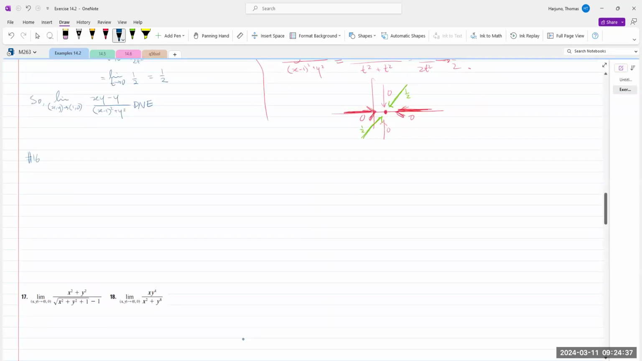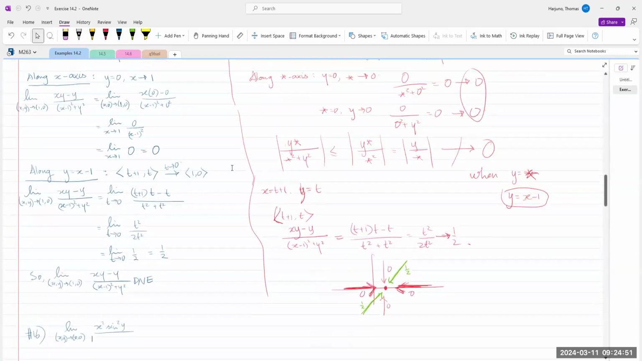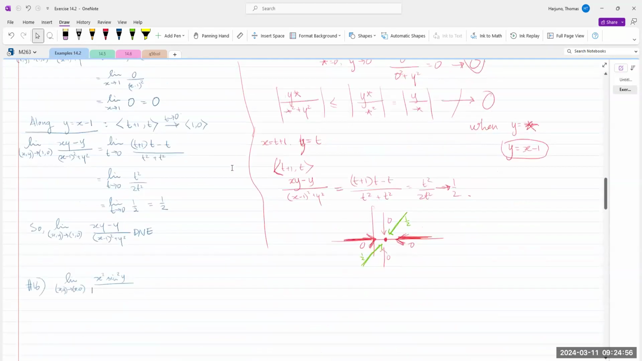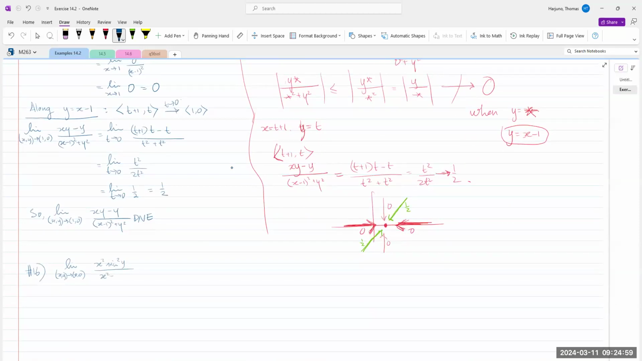Number 16. Limit as (x,y) goes to (0,0) of x squared sine squared y over x squared plus 2y squared. If I go along the x-axis, which means y is 0, the limit is 0. If I go along the y-axis, which means x equals 0, the limit is still 0.